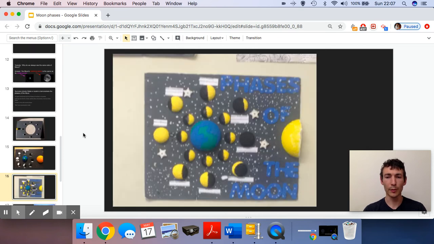Here's a really good model I found. Everything is labeled. We've got the inner circle here, where half of the moon is always illuminated, and then on the outer circle, the view from the Earth. So it's really important to distinguish those two.